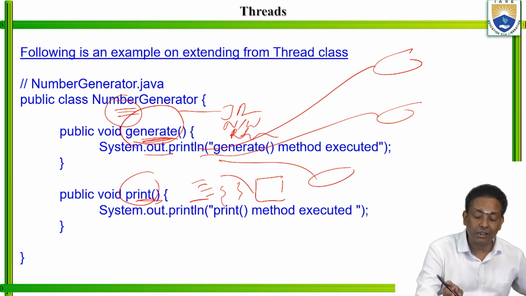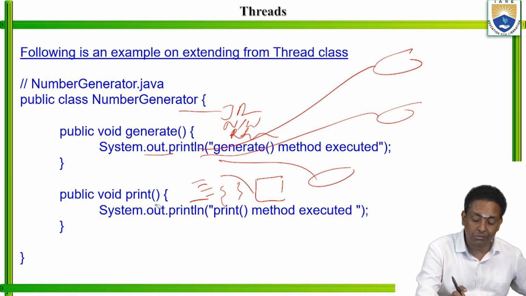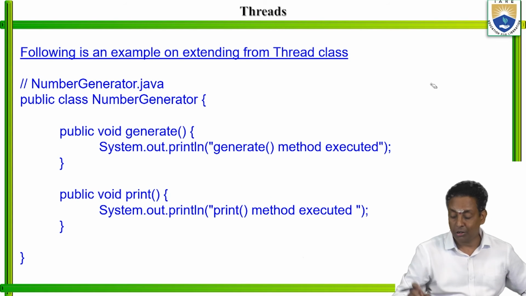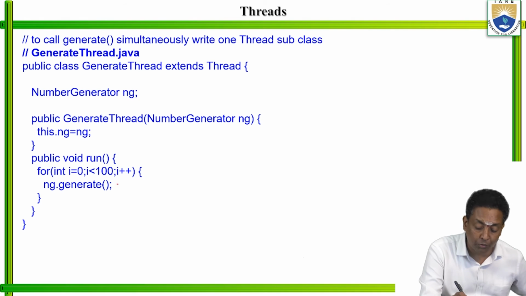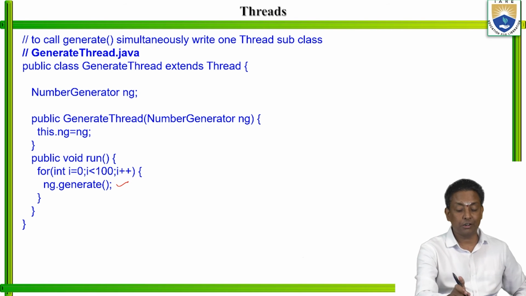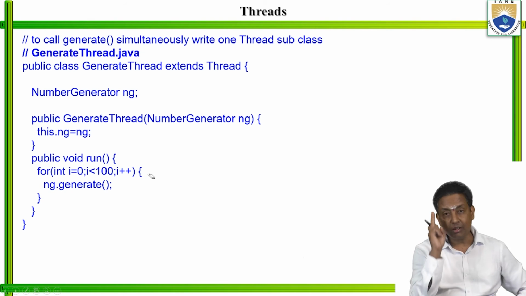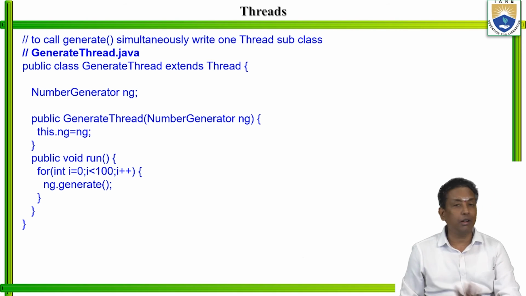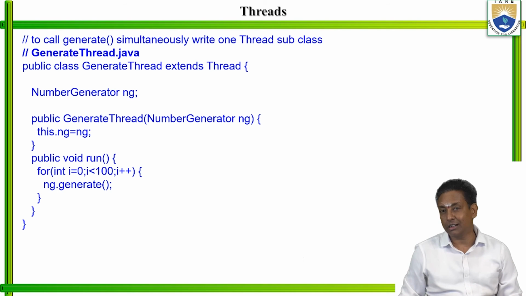So the logic must be implemented in the methods which want to run simultaneously, but not in the run methods. Run methods should provide only a host to call the actual methods that want to run simultaneously. That is one very important thing everyone should remember. So what to implement in run? Method calling. What not to implement in the run method? We should not directly write the logic.